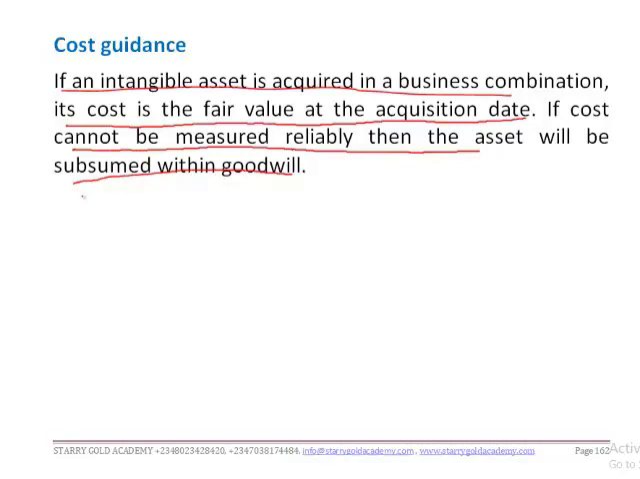Let me take this again. An intangible asset acquired in a business combination should be measured at cost, and this cost is the fair value at the acquisition date. If this cost cannot be measured reliably, then the asset will be subsumed within goodwill. What we mean by that is that the asset will be taken as goodwill acquired through business combination. It will be subsumed within goodwill.